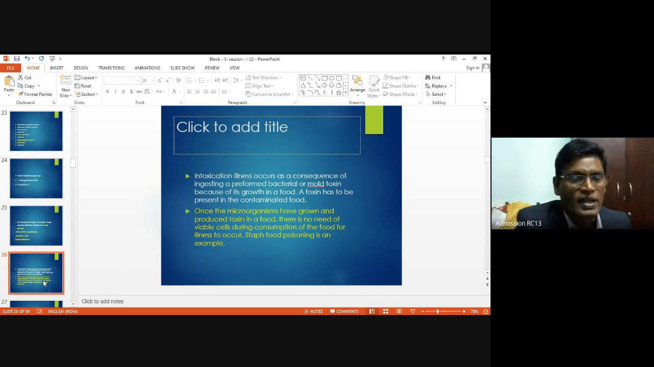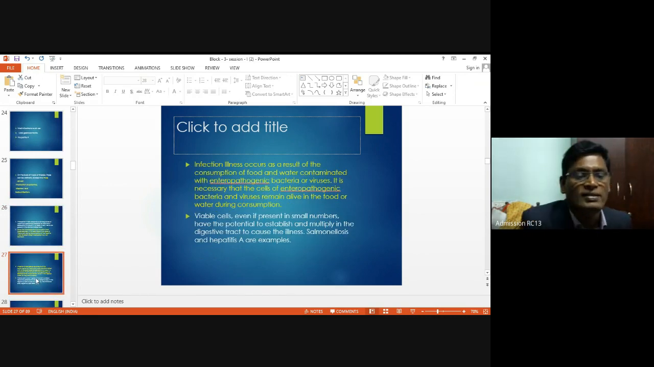A toxin has to be present in the contaminated food. Sometimes these molds or fungus are in the beginning stage, where we will not be able to find out that the food is contaminated with these toxic or biological agents. Once we eat, it will create a health problem in the human body. When the microorganism has grown and produced toxin in food, there is no need of viable cells during the consumption of the food for illness to occur. Staph food poisoning is an example of that.